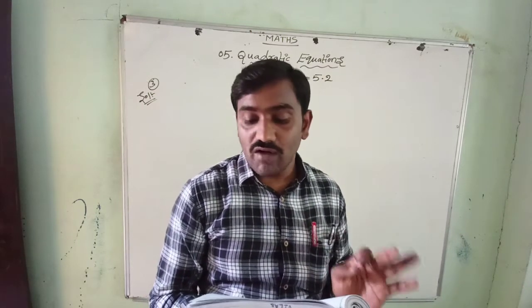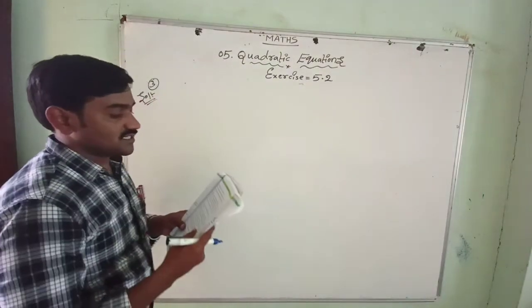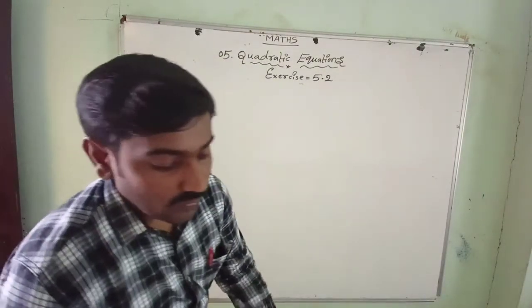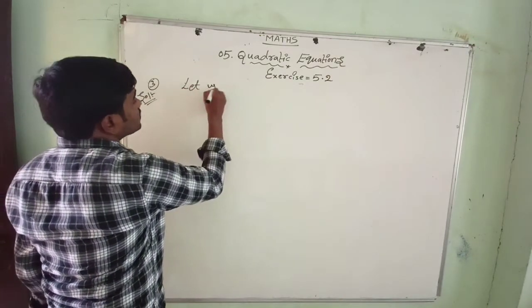The sum of whose squares is 630. Let us know what are the 2 consecutive integers first. We don't know.